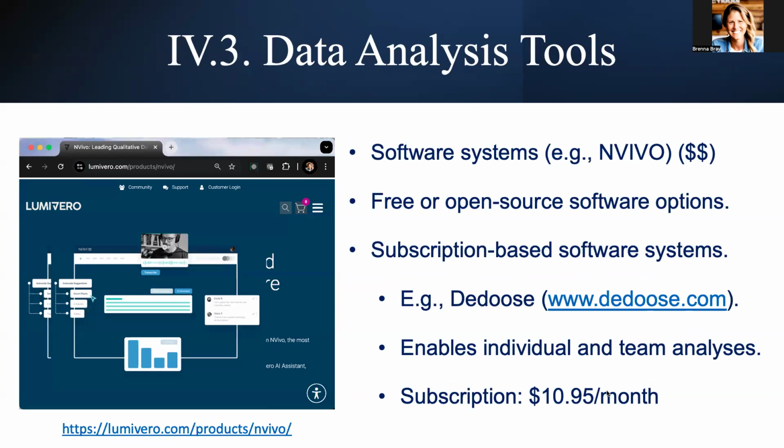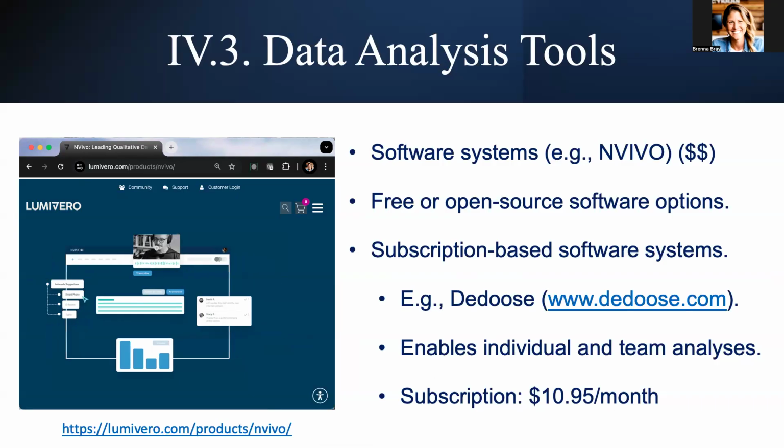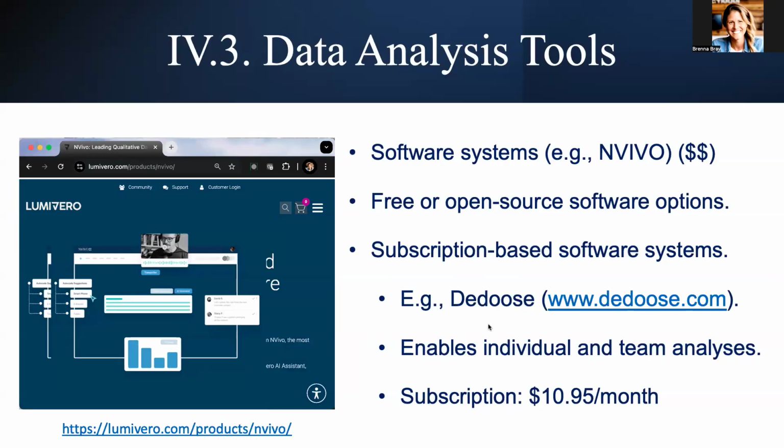So last but not least, the last piece of this module, there are some different tools that you can use to support data analysis. And the Barrio-Mitten Lens textbook talks about these in a little bit greater depth. There's In Vivo. I've shown a screenshot of In Vivo here on the left. You can access In Vivo at lumivero.com/product/In Vivo. That is a software system that is dedicated to qualitative research.